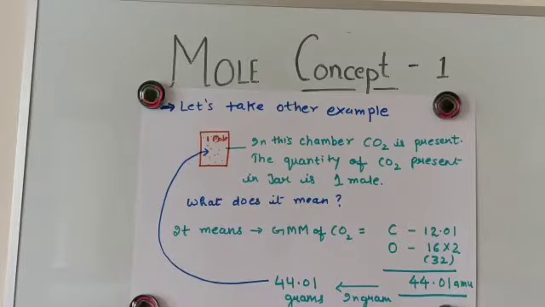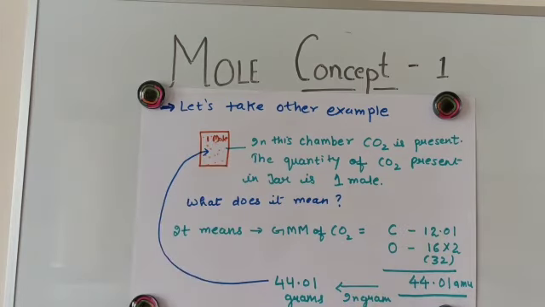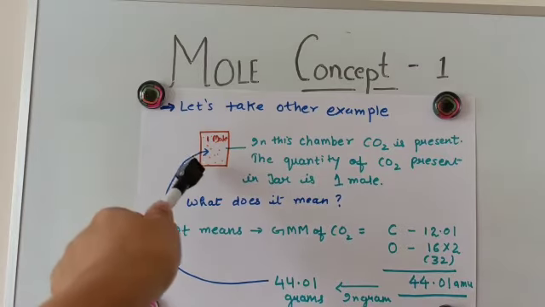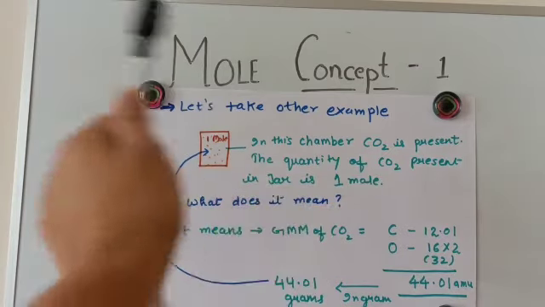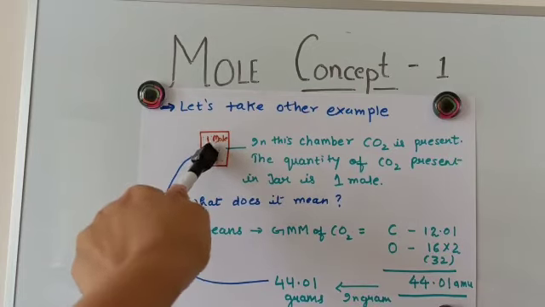Now let's take another example. There is a chamber in which carbon dioxide is present. In this chamber, carbon dioxide gas is present. The quantity of carbon dioxide present is 1 mole. So what does it mean? We have to calculate how many grams of carbon dioxide exactly is there in 1 mole of this.